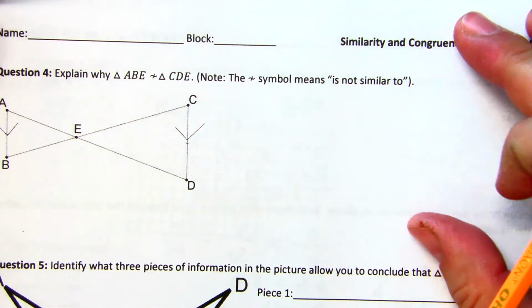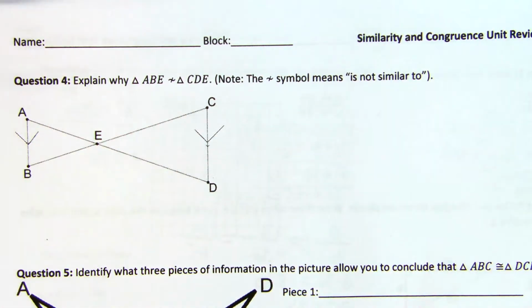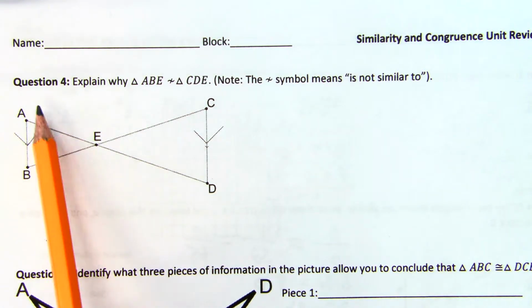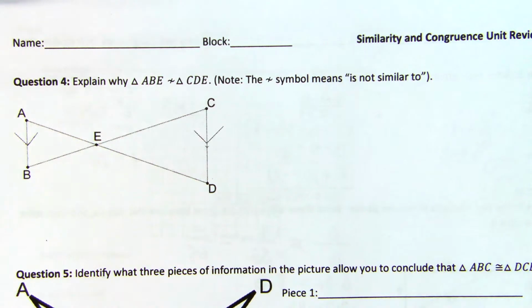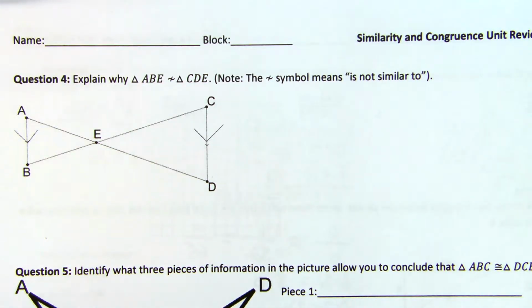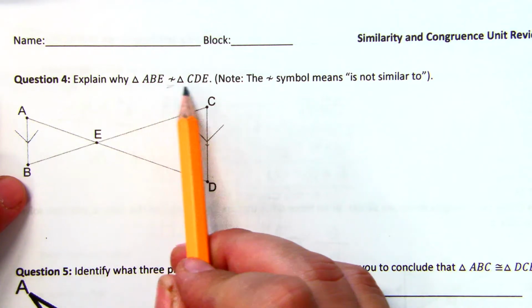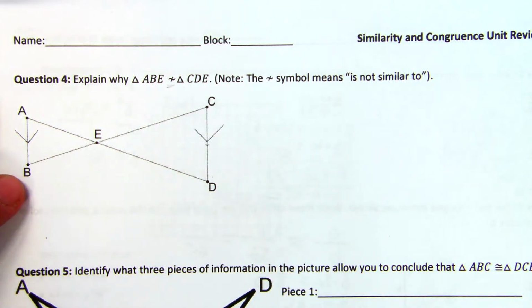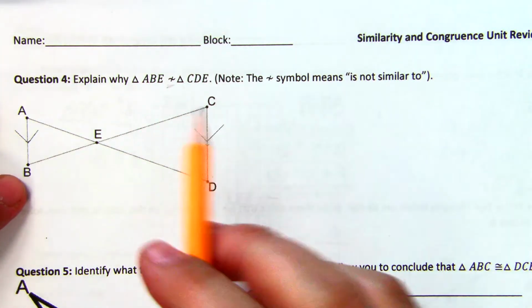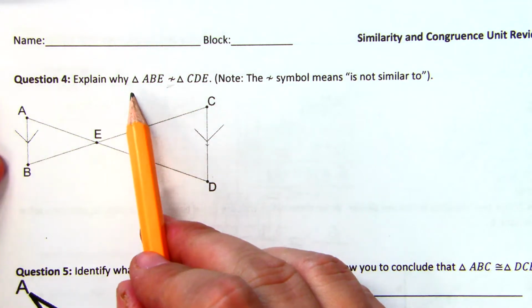All right, page 2 of the Similarity and Congruence unit review. Question 4. In this video I'll do questions 4, 5, and 6, and the last one I did 1, 2, and 3. Question 4. Explain why triangle ABE is not similar to triangle CDE. And technically what we're going to show is that we don't know that the two triangles are similar.